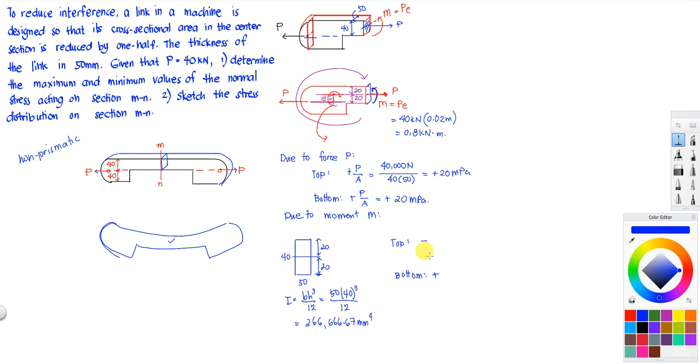So we can have it the M. So 0.8. Again, gawin natin Newton millimeter, so times 10 to the 6. Ang C natin is 20. At ang I natin is 266.67. So same thing dito. Kaya lang, instead na it is compression, magiging tension siya. Hirapan ako magsulat.